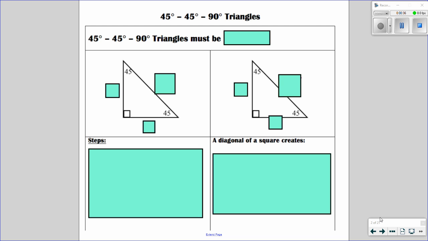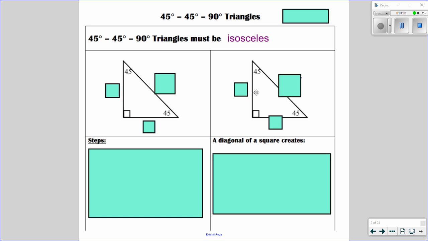Okay, the first one is the 45-45-90 triangle. The 45-45-90 triangle must be an isosceles. We've learned about isosceles. Isosceles means that there are two congruent sides in the triangle. So with the 45-45-90 triangle, we have a ratio. It's always used for that type of triangle.